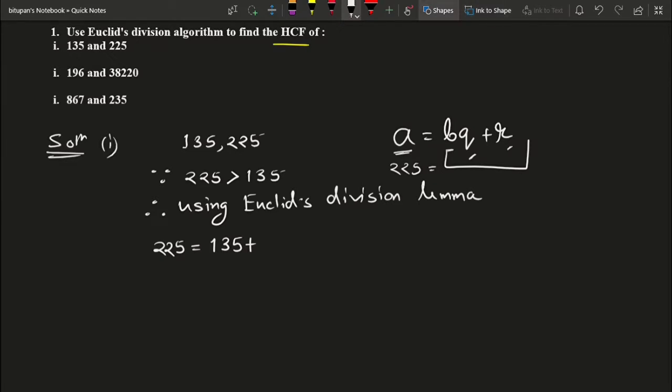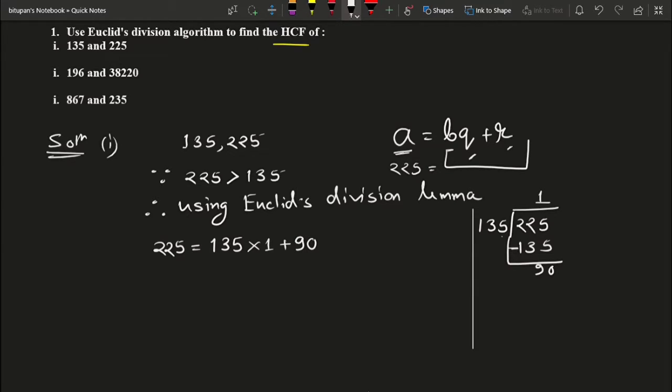Rough work, you always do on the right hand side of your copy. Never use the back page. Never use the back side. So here, if we divide at first by 135, if we multiply by 2 then we'll get 270 which is bigger than 225. So we will use only 1. So 135 once, and when we subtract them we'll get 90. So we can express it as 135 into 1 plus the remainder. The remainder is 90 here, so 90.